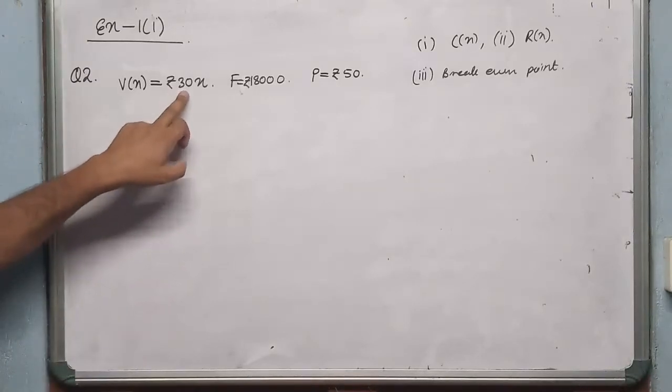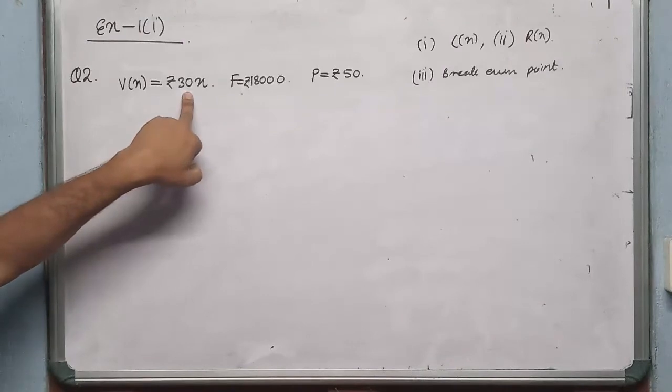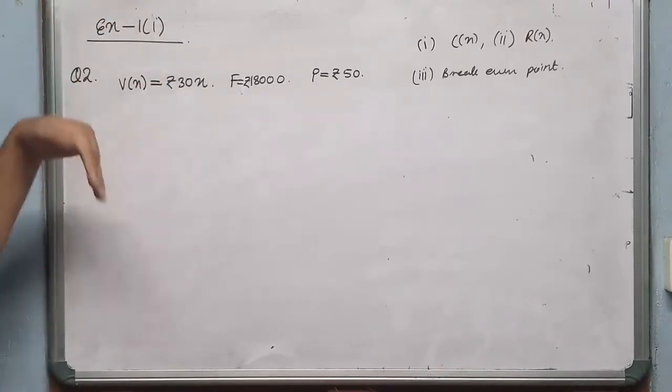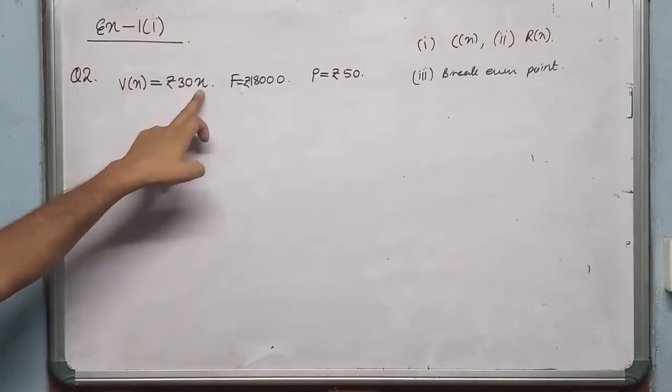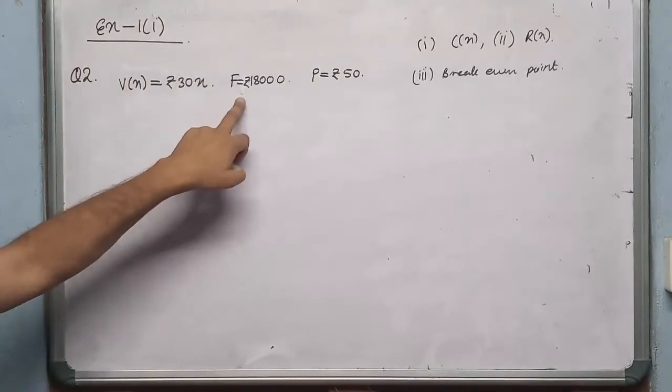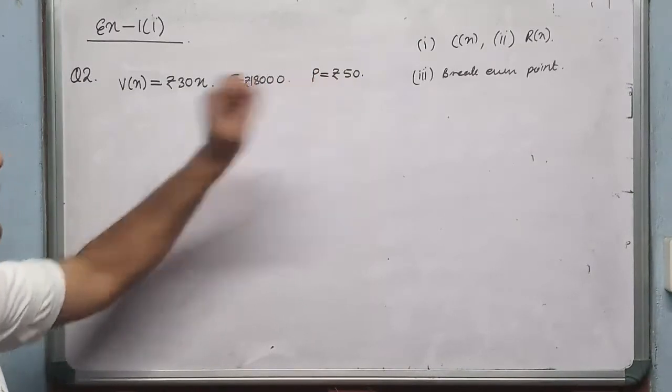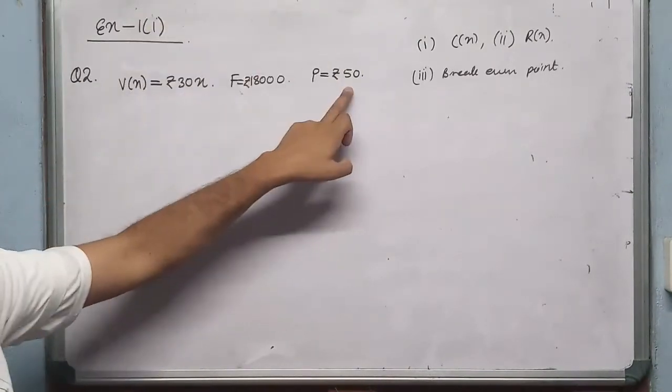Now, the cost of producing one book is rupees 30. That means the cost of manufacturing one book is rupees 30. If the company manufactures X number of books, then it is 30 into X, that is a variable cost. Fixed cost, extra expenses, is 80,000. And the selling price of this book is 50. The cost is 30 and the selling is 50.